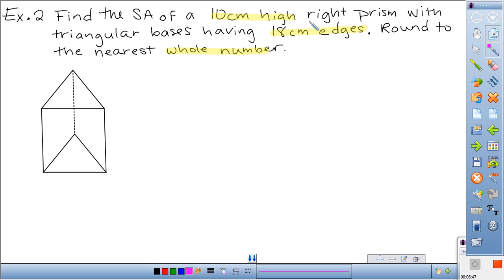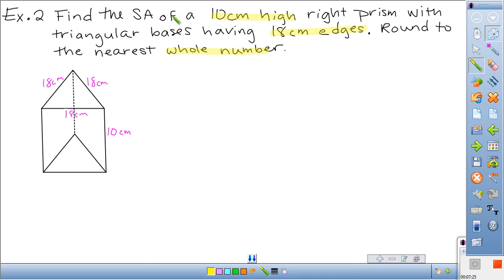So if it's a 10 centimeter high right prism with triangular bases, when they tell you it's 10 centimeters high, they're telling you the altitude right here, 10 centimeters, because remember that's our height. So 10, 10, 10. And the triangular bases have 18 centimeter edges. So they told me that the bases were triangles, and that's why I drew the bases as triangles. And since they just told you that the edges were 18 centimeters, that tells me these are equilateral triangles. That means every single side is 18 centimeters. And that's going to be really helpful when we try to find the area of our base.